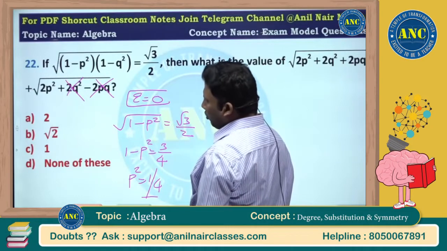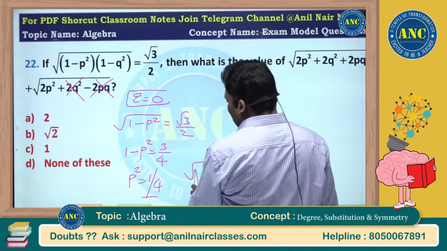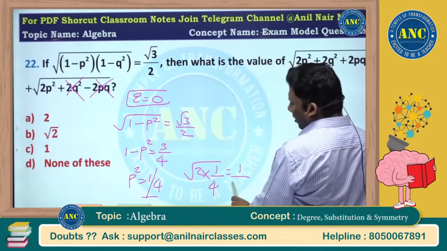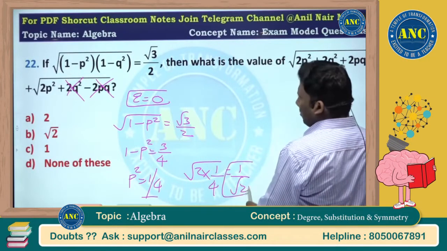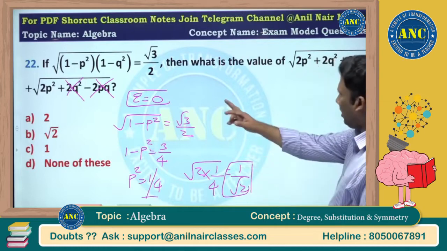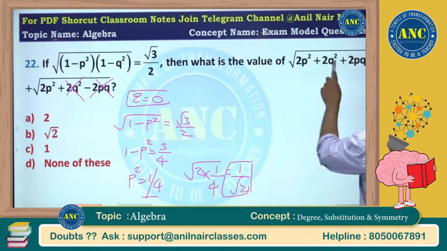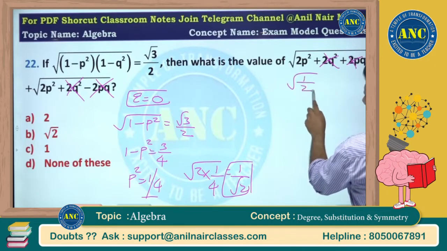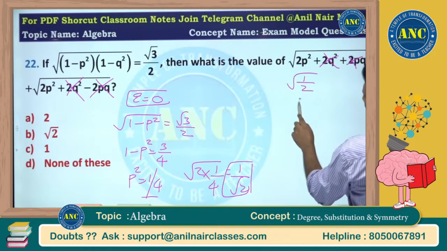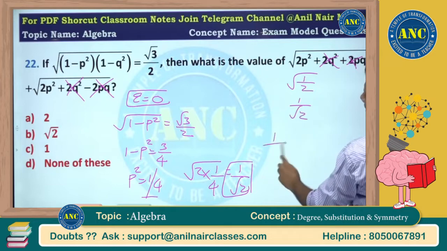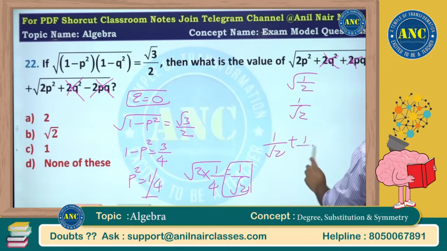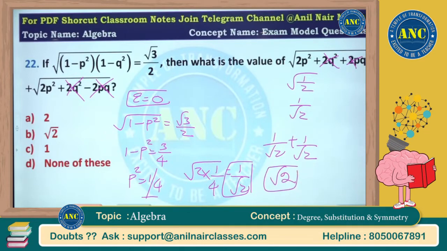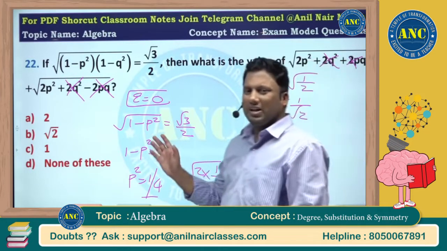So root of 2p square, it is root of 2 into 1 by 4, it is 1 by root 2. Here also q 0. Root of 1 by 2 is 1 by root 2. 1 by root 2 plus 1 by root 2 is 2 by root 2. Answer is root 2. I hope it is clear.